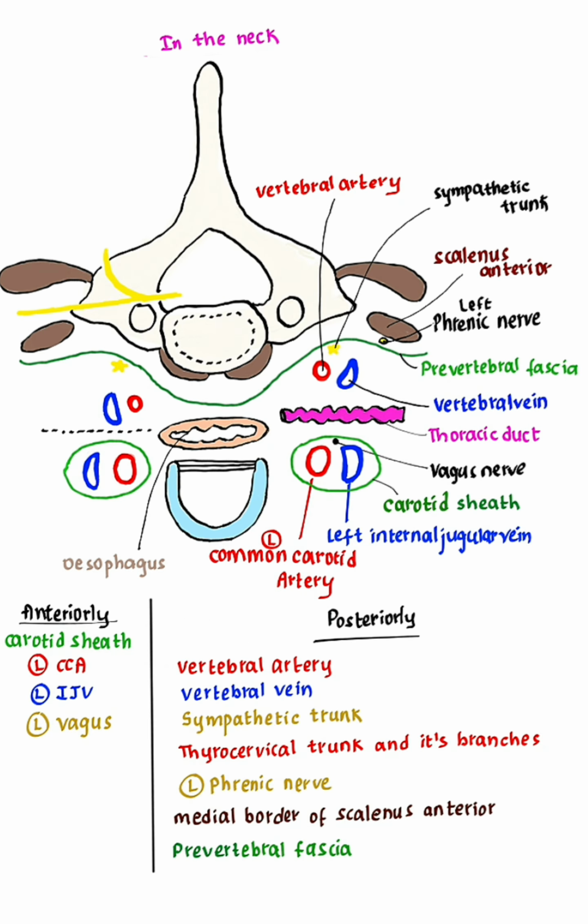In the neck, anteriorly, this is the thoracic duct. Anteriorly, we have the carotid sheath and its contents: left common carotid artery, left internal jugular vein, left vagus nerve.